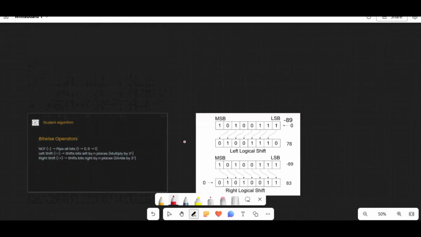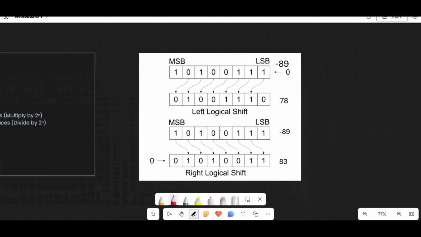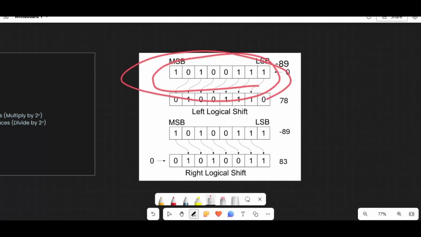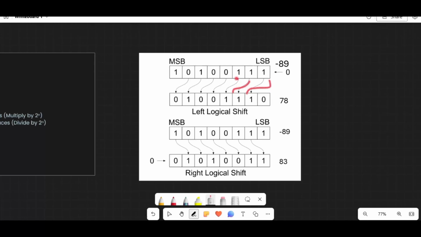Next we'll be moving on to the left shift and right shift. So first let's talk about the left shift. Left shift is nothing but whatever bits you have, like let's take this minus 89, you will be moving them to the left by a position. See, this is the 0 position. The 0 position is moved to 1, 1 position moved to 2, 2 position moved to 3, 3 position moved to 4. This is exactly what happens in the left shift. The remaining space will be filled with 0.